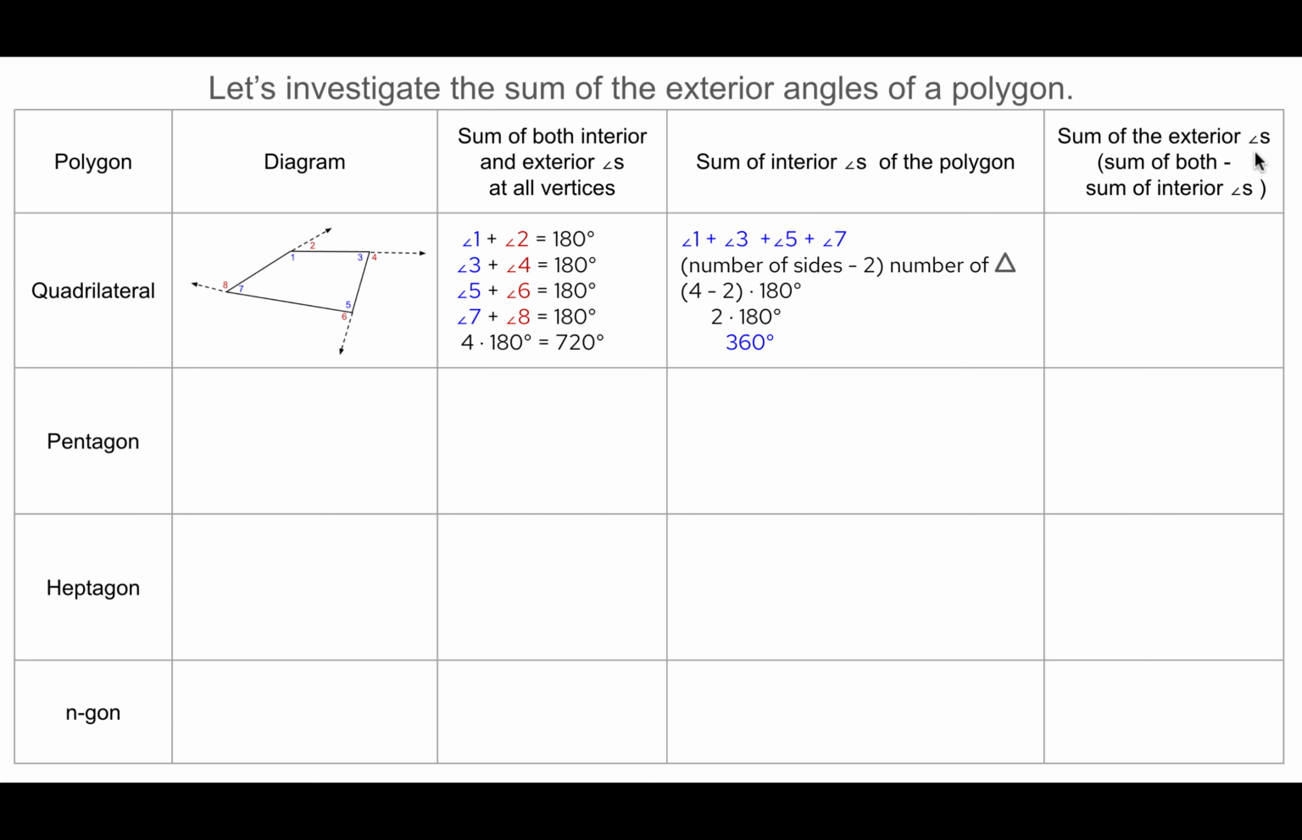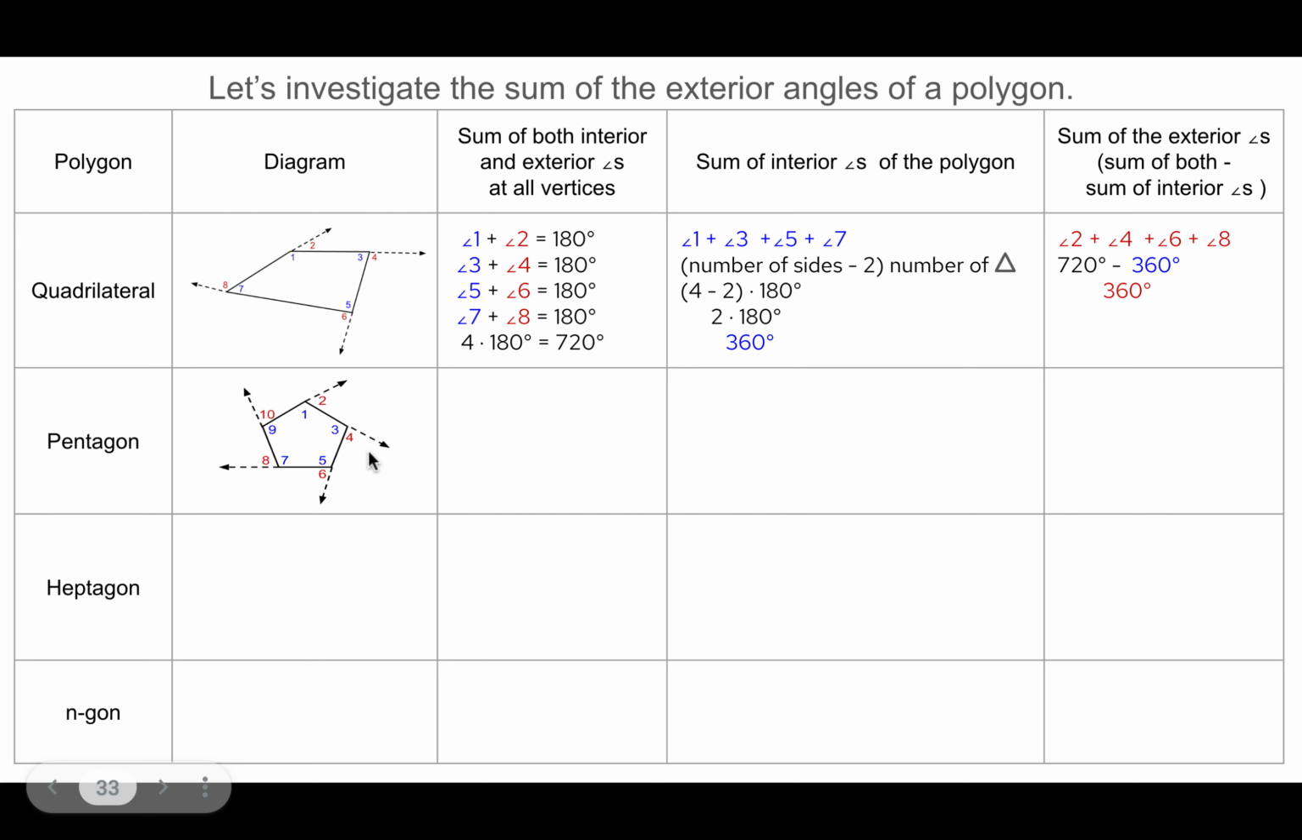Now we're going to find the sum of the exterior angles. And we're going to look at these angles, angles 2, 4, 6, and 8. So we want to know what they add up to. So what we do is we're going to look at the sum of both, which is 720 degrees. And then we subtract the sum of the interior, and what's left is the exterior, which is 360 degrees. Now let's try the pentagon.